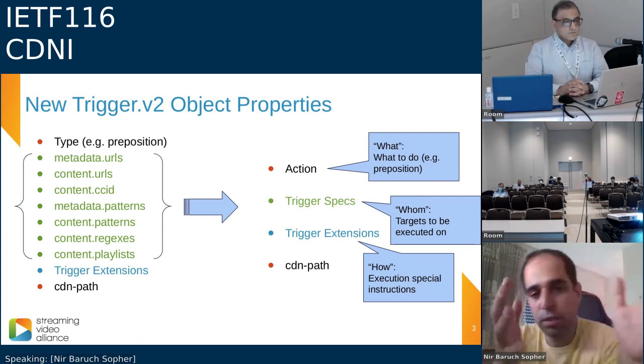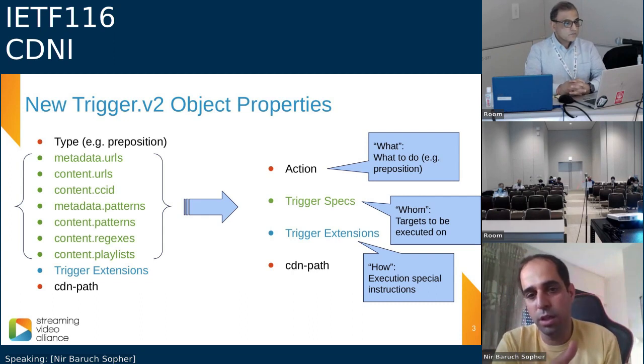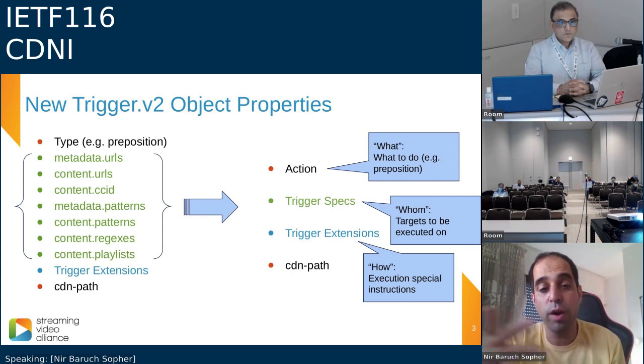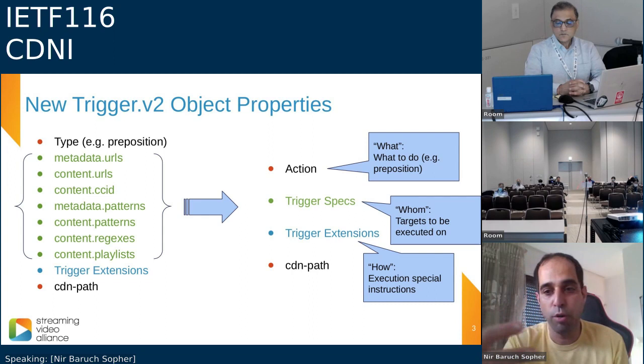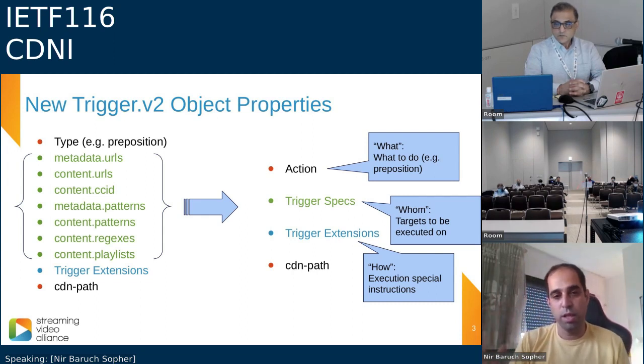So basically, this entire structure was allowing the upstream CDN to instruct the downstream CDN. For example, do a preposition of this content URL, and that's it.